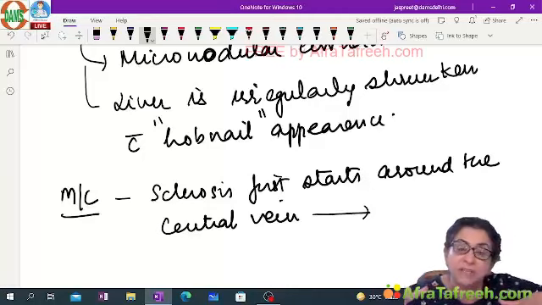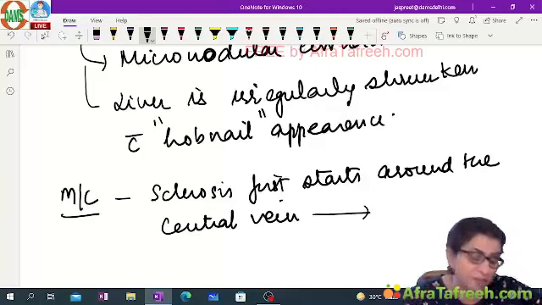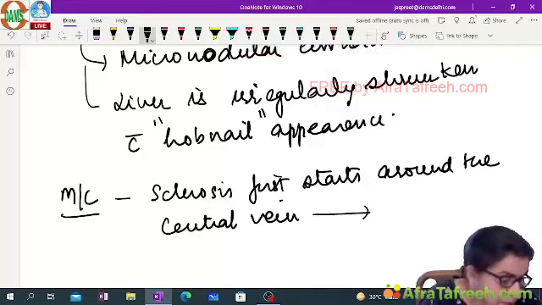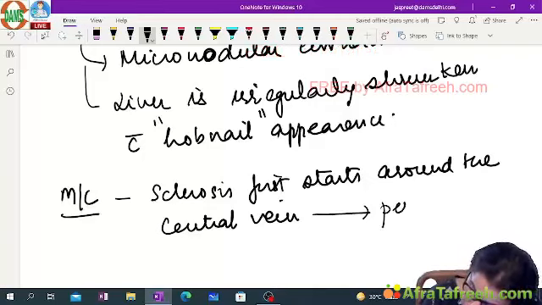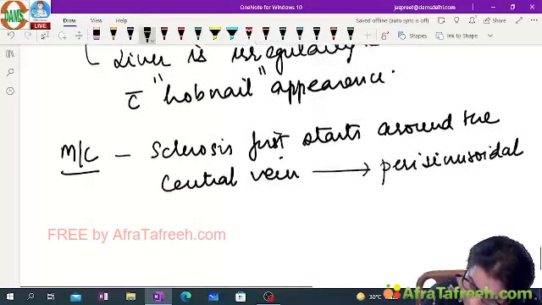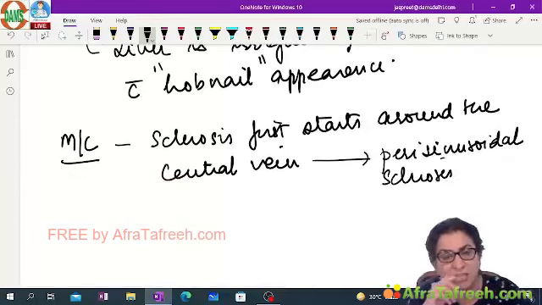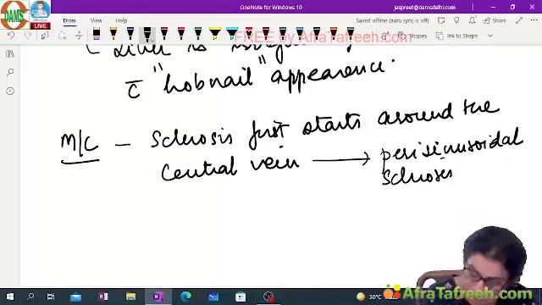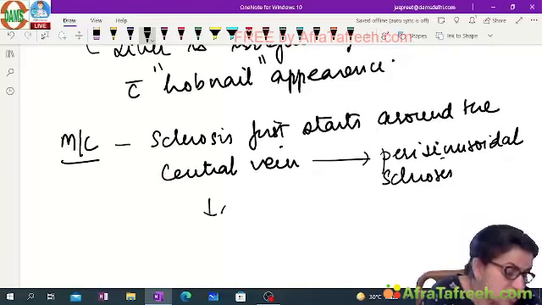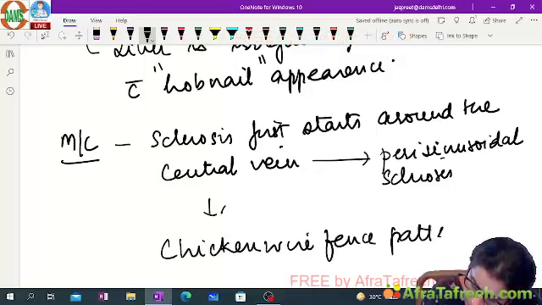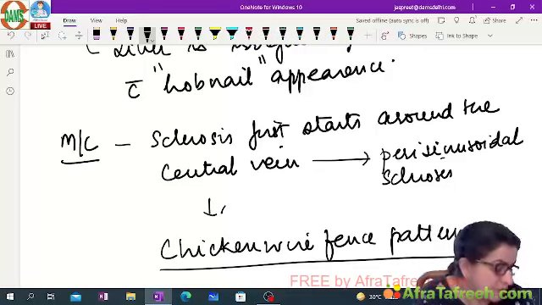This gives it a chicken wire fence pattern. So sclerosis first starts around the central vein, and this is followed by perisinusoidal sclerosis. So around the sinusoids also fibrosis will start. Fibrous tissue will start getting deposited, and this produces a characteristic chicken wire fence pattern. So this is called chicken wire fence pattern.